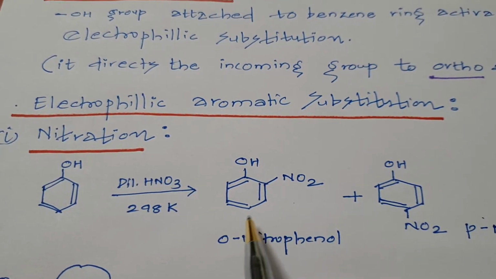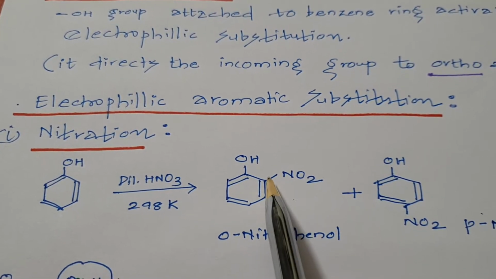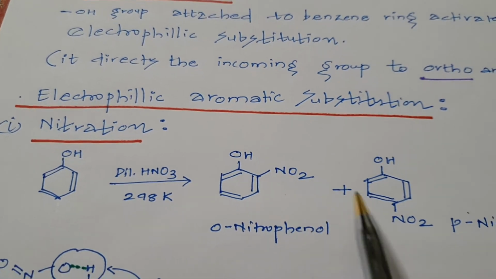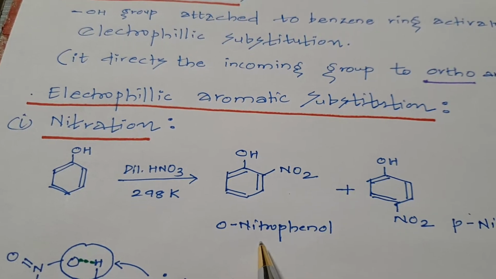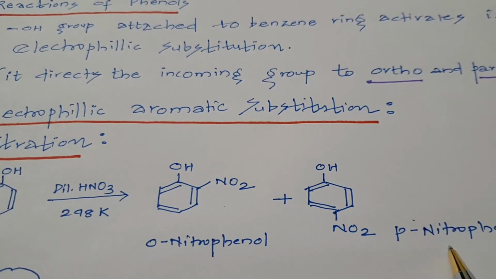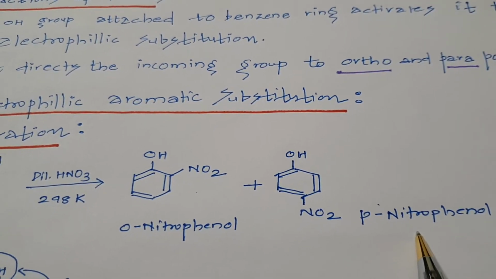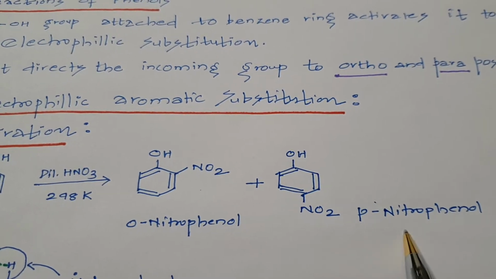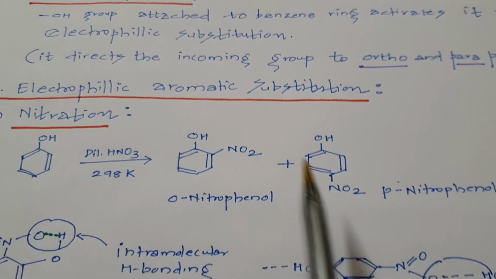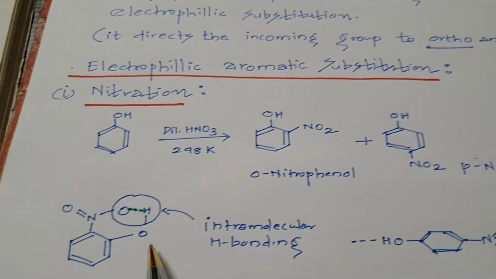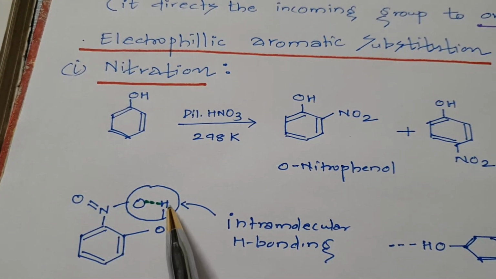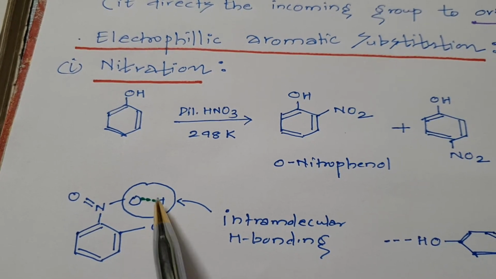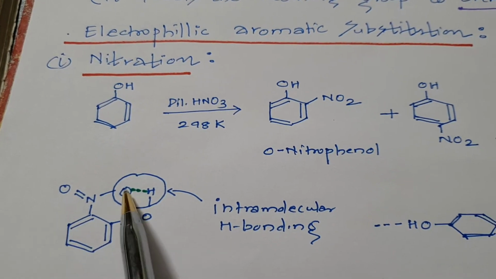What we obtain is a product wherein the nitro group comes at ortho and para positions. So you obtain orthonitrophenol and paranitrophenol as your product. We see some interesting bonding which occurs in these products. We find an OH bonding which occurs between the hydrogen of a hydroxy group and an oxygen of a nitro group.